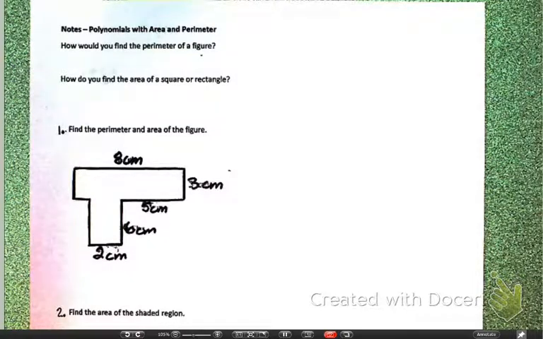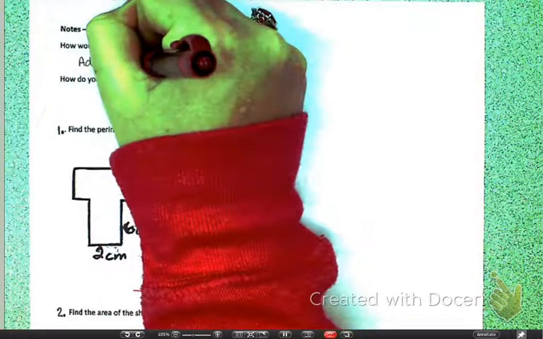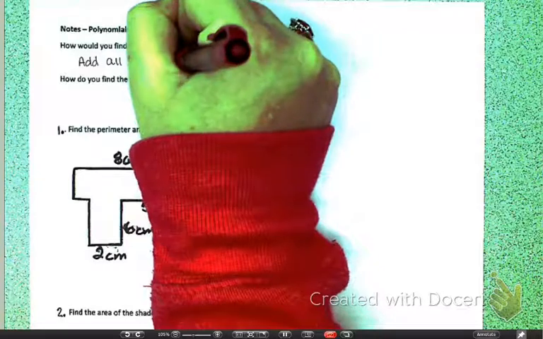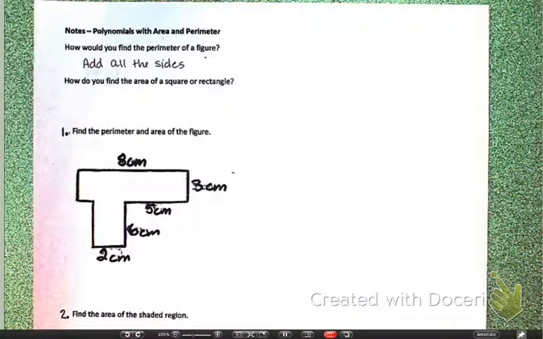We're still dealing with polynomials, except now we're looking at area and perimeter. So who can tell me how to find the perimeter of any figure? Add the sides. Okay, so if you want to find the perimeter of anything really other than a circle, because that's circumference, you're going to add all the sides.